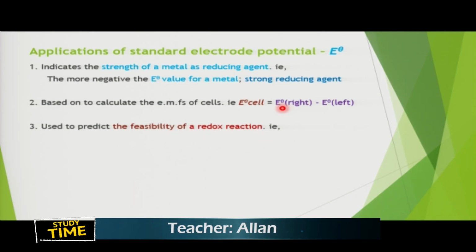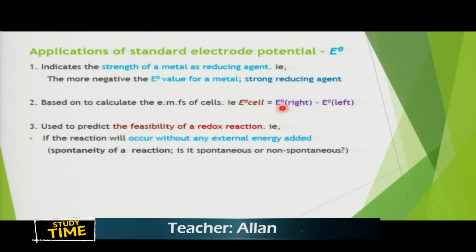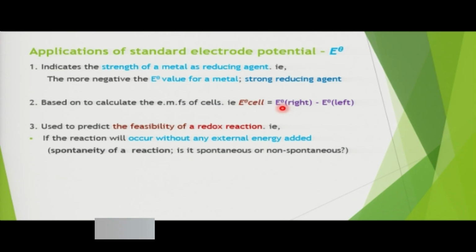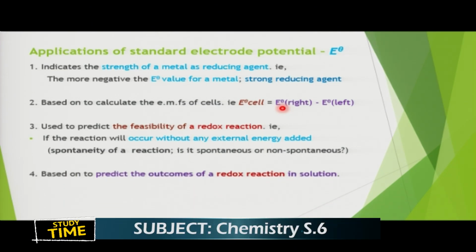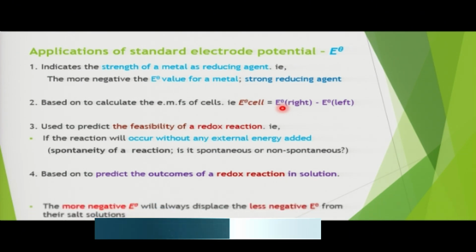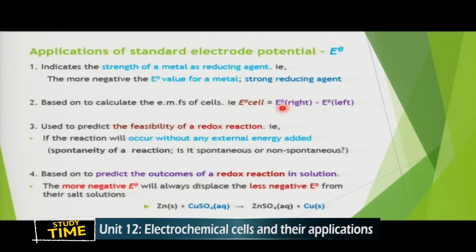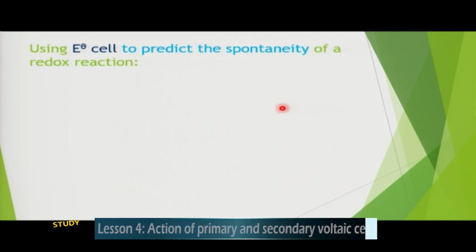And you can predict the feasibility of a reaction. That depends on whether you need energy for the reaction to occur or you don't need energy. Then finally, you can predict the outcome of a redox reaction in a solution. For instance, if you have zinc and copper, which one will displace the other? And that is what happens.